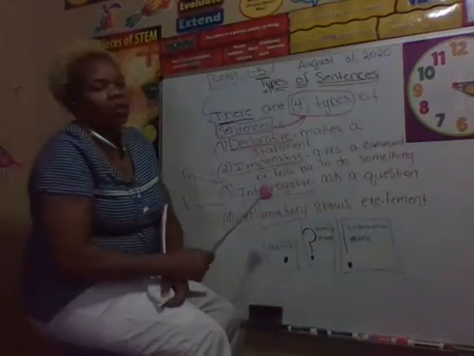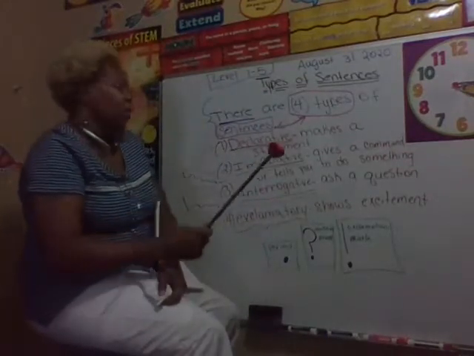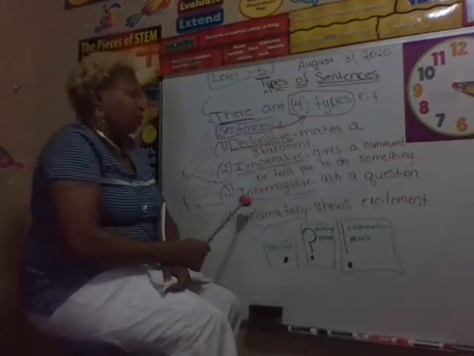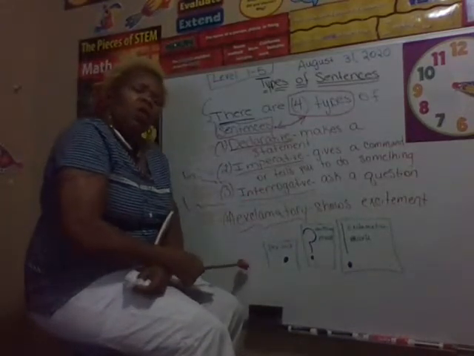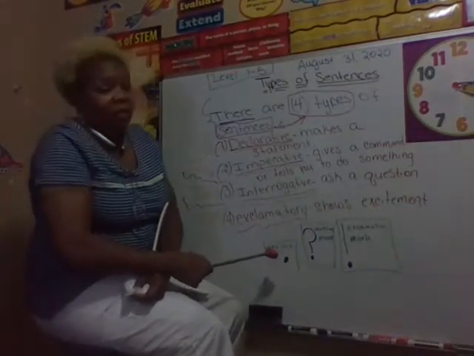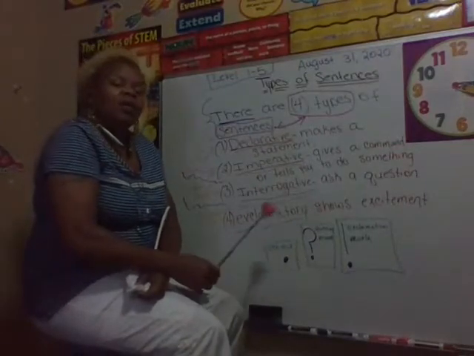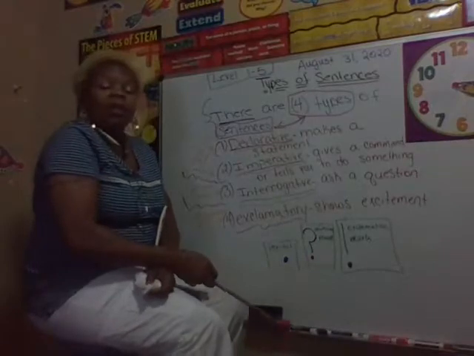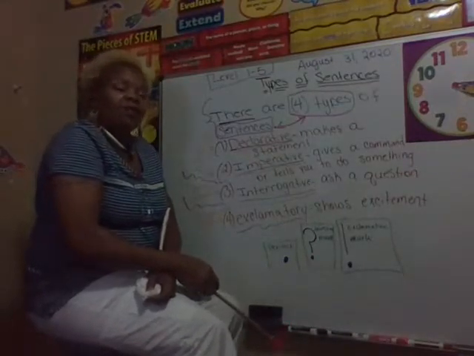Imperatively, I just told you to do something. Let's go to the next type. Our next type of sentence is an interrogative sentence. You may ask yourself, what is an interrogative sentence? I just told you. When I said, what is an interrogative sentence, I just asked you a question, because that's simply what an interrogative sentence does. It asks you a question.